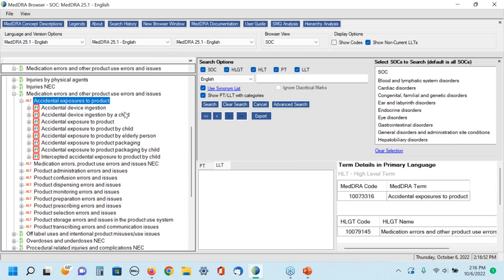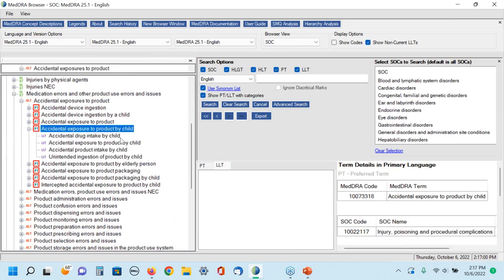So we're going to actually look at this and say, which one should we explore a little bit more? And I like accidental exposure to product by child. And I open that one up and see accidental drug intake by child. That captures, I think, what is important in this particular verbatim. Accidental. It was a drug. It was actually taken in.